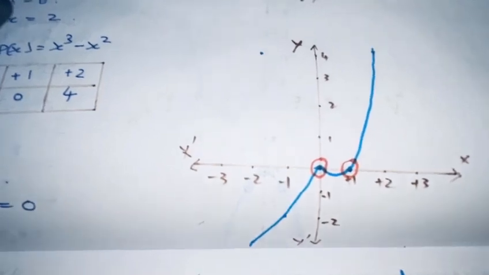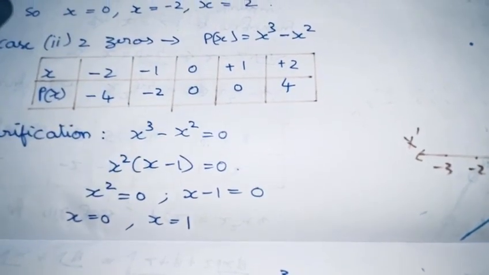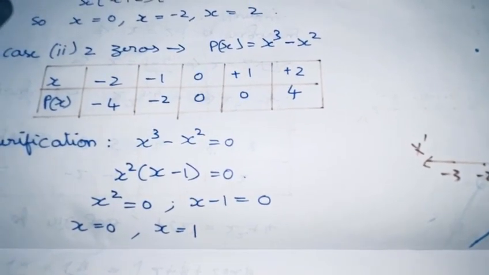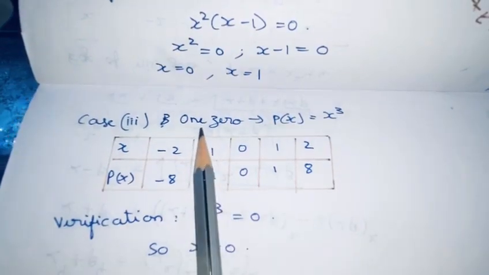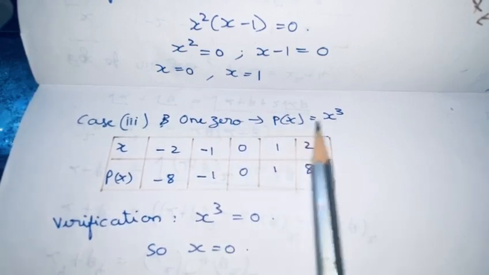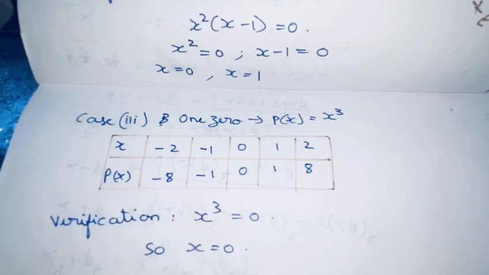We will verify it by equating the given expression to 0 and we found the value to be x is equal to 0 and x is equal to 1. Hence, you will have 2 zeros here. In the last case, you are going to see 1 zero for the cubic polynomial. For that, we will consider x cube and plot that graph.